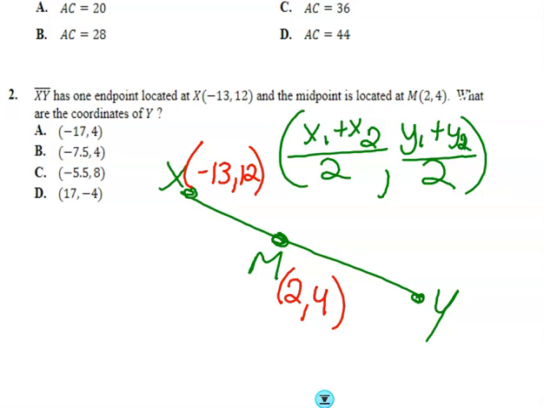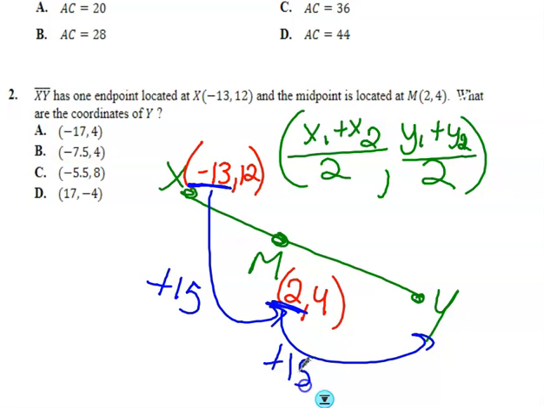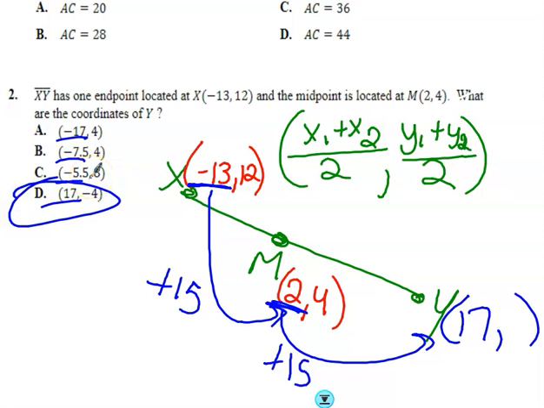Okay, so let's think of it this way. So how do I get from negative 13 to 2? Okay, well, that's adding 15. That's how I would get there. So what do I need to do? I need to add 15 the other way to get to the other endpoint. So 2 plus 15 is 17. Well, the only option that has 17 as the x value is D. Okay, so 17, negative 4. So if I plug in this point and this point into my equation, I will get the answer of 2, 4. Okay, so this is from the first unit we did this year.